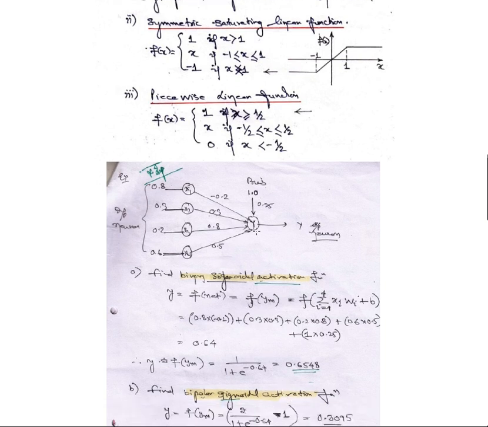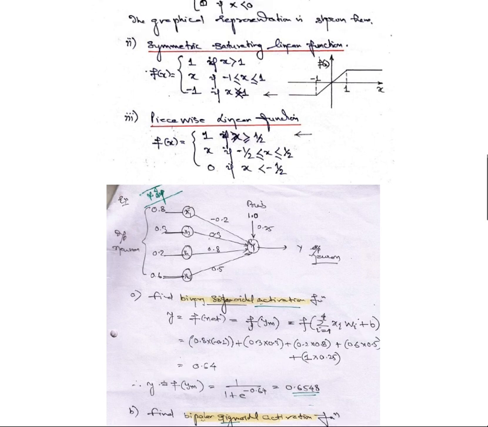So how will you solve this particular case? First of all, what is y? Y consists of two parts. The first is the summing of the input and weight plus bias. The second part is the activation. So y is equal to f of net, which is f of ym, that is equal to f of sigma i equals 1 to 4 of xi wi plus b.